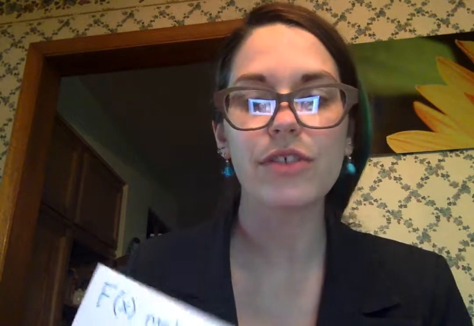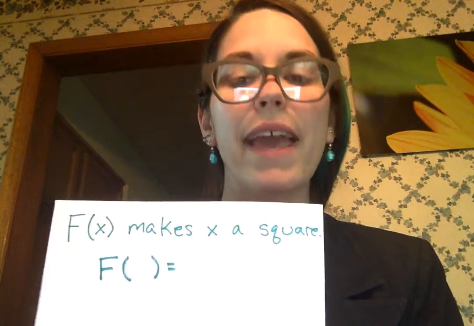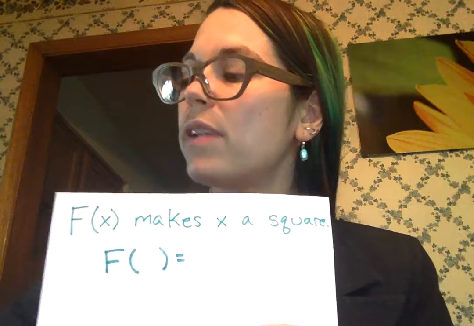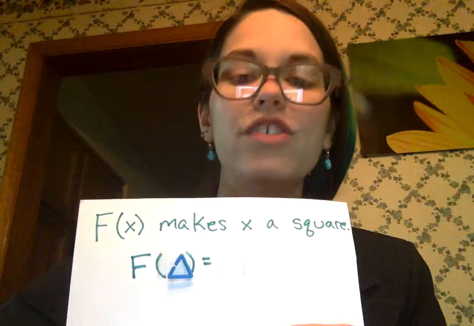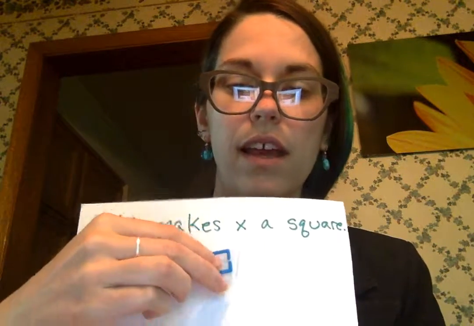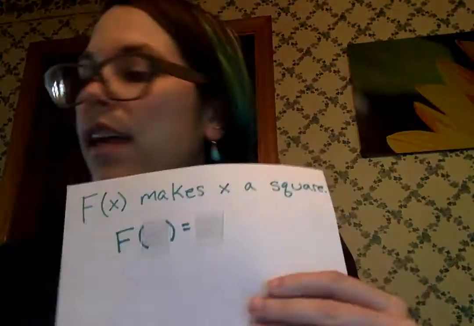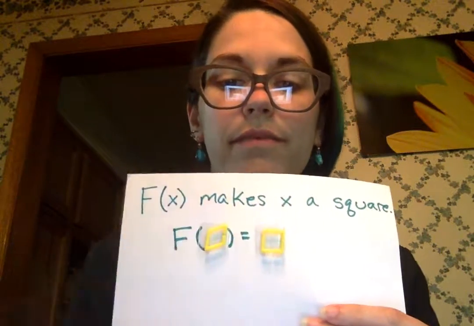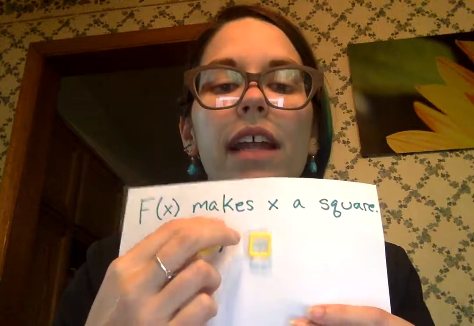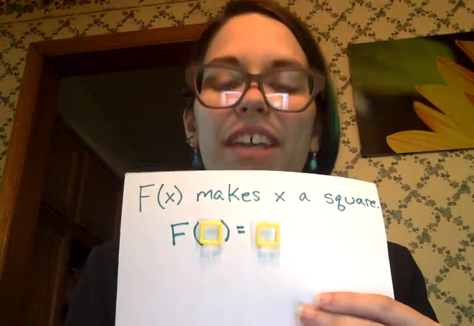Let's look at a special function. I'd like to introduce you to f. F is a function that takes something and makes it a square. So whatever we put in here, say we put a blue triangle, I get the square version of that. So I'm going to get a blue square. If I put in, say, a yellow diamond, I get out a yellow square. Even if I put in a yellow square, I still get out a yellow square.